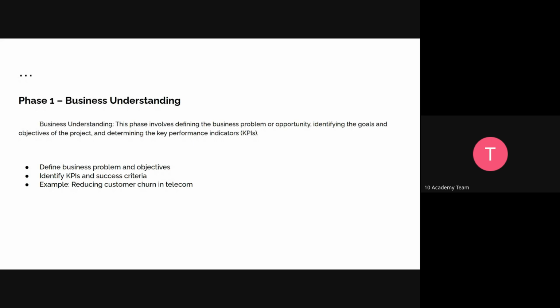So the first one is business understanding. What do we mean by the business understanding part? This phase involves defining the business problem and opportunities, identifying the goals and objectives of the project, and determining the key performance indicators, or the KPIs.